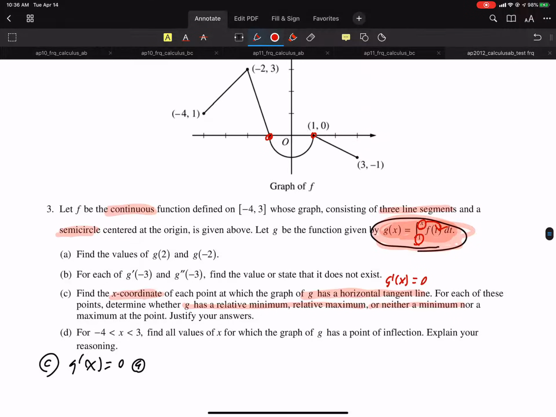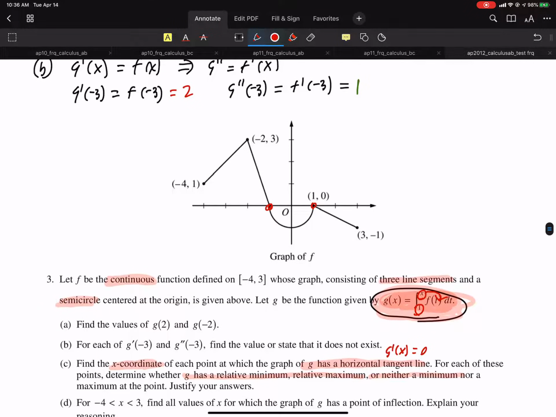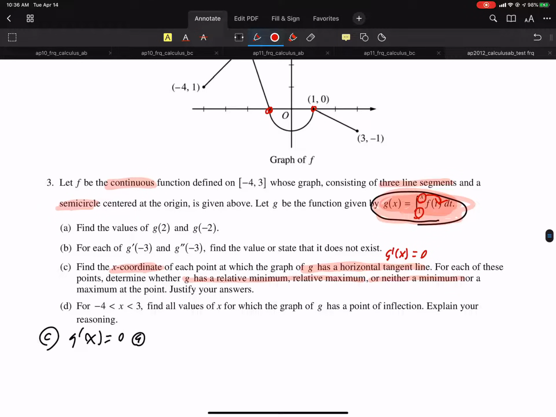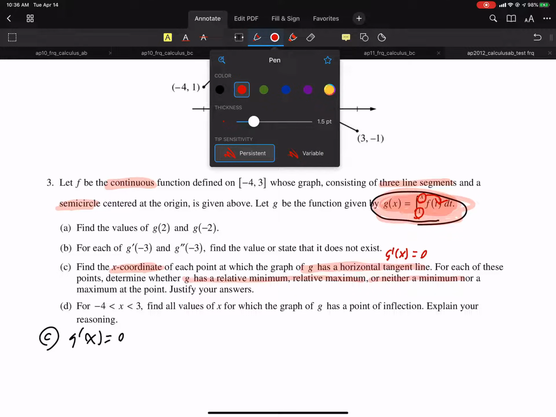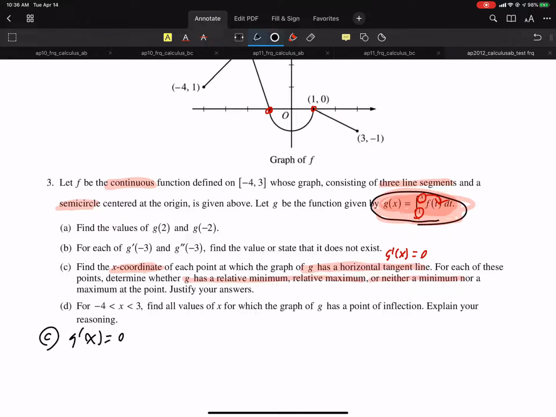Oh, why is that? Okay, earlier, I will explain. Earlier we said g prime is f of x, and that equals 0, clearly at x is negative 1 and 1.